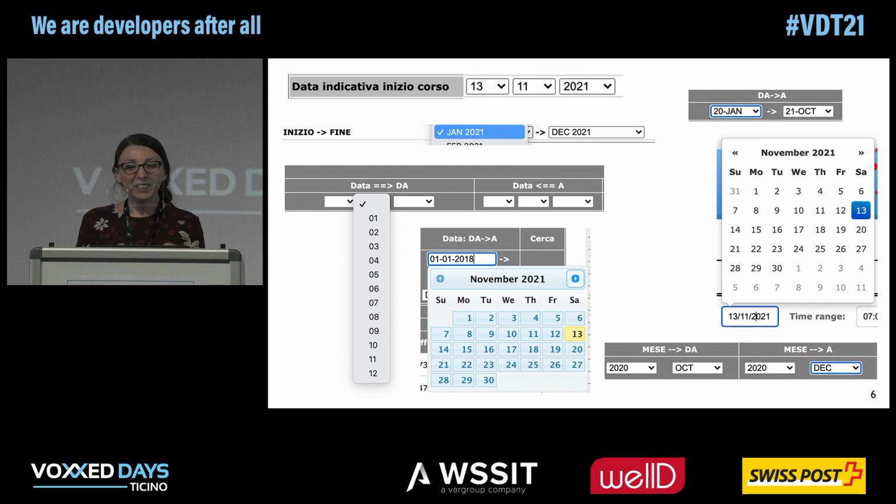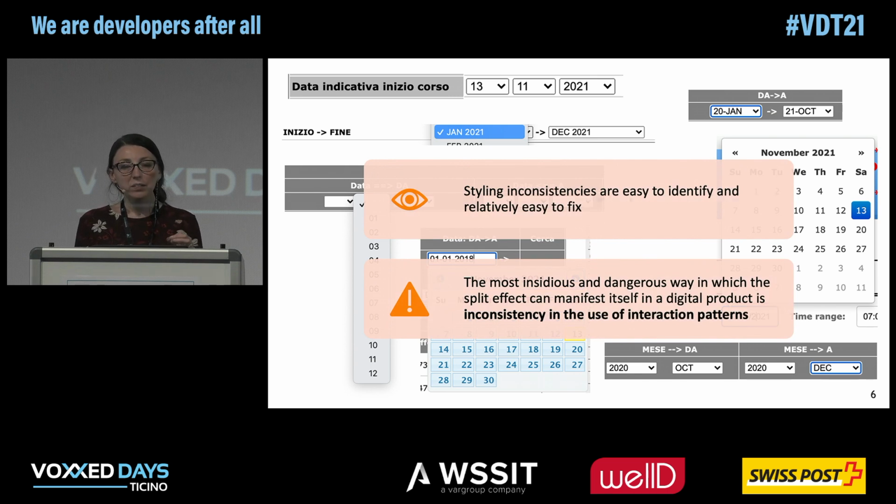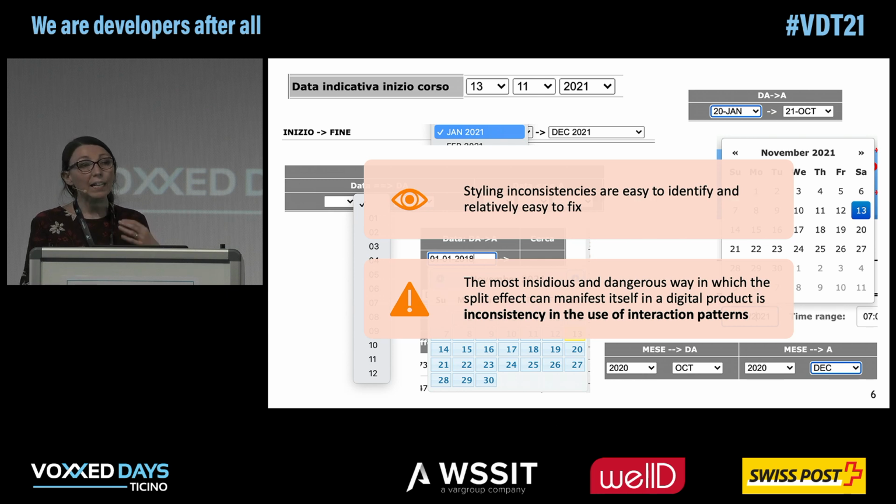But anyway, the catch is styling inconsistencies are relatively easy to spot and to fix because at the end of the day, it's mostly CSS styling, right? But when you're dealing with functional inconsistencies, those are really, really subtle because they can manifest in very high-level usage patterns, like, for example, the treatment of a workflow or something like that. So they are not as easy to spot and not as easy to fix.